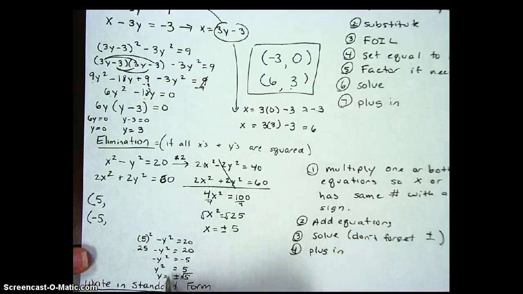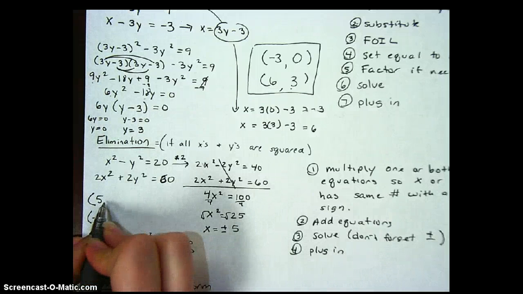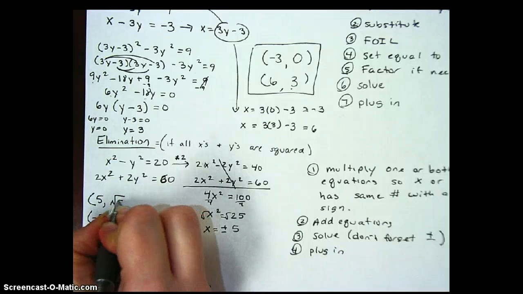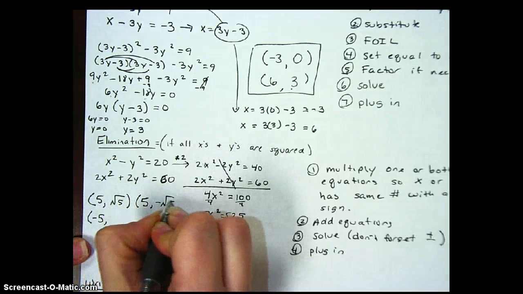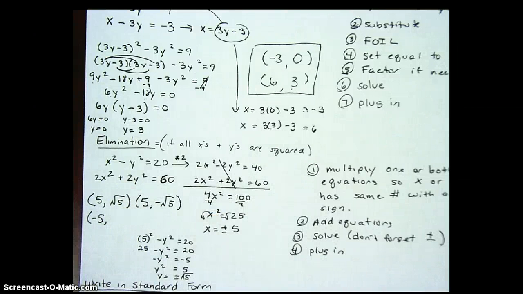So we ended up getting two answers. When I plugged in positive 5, I get positive square root of 5 and negative square root of 5. So here we're going to have (5, square root of 5), but now we need to add another point that's (5, negative square root of 5). And I want you to write out each point on its own. I don't want you to put the plus or minus in there. Write out each point on its own.